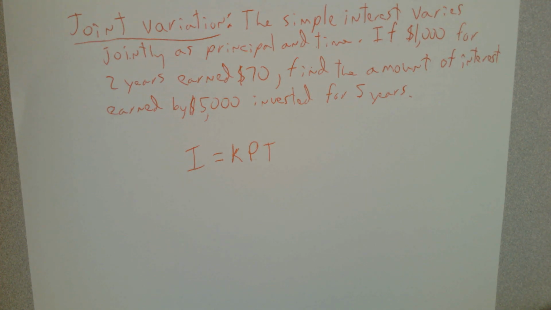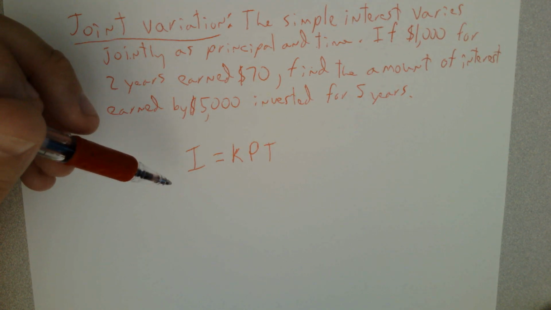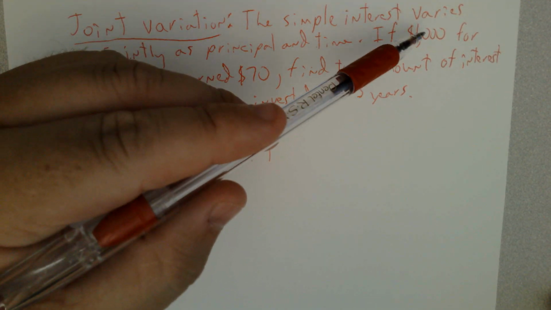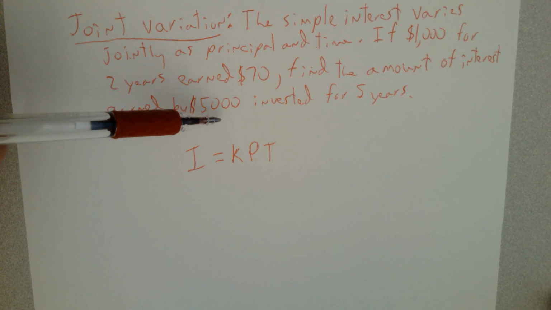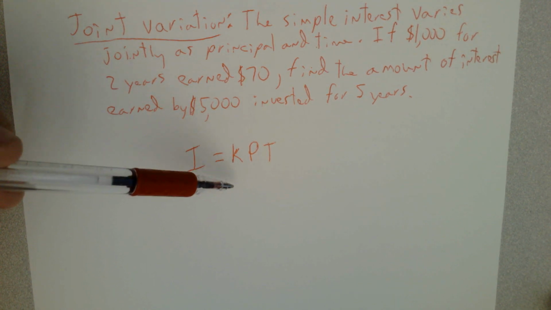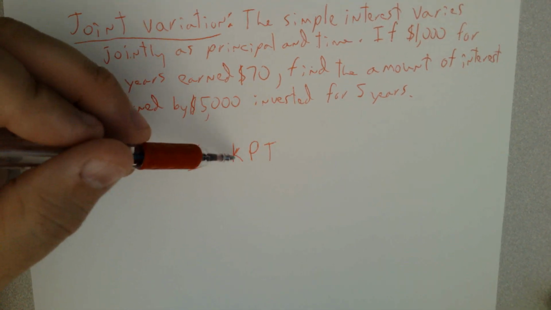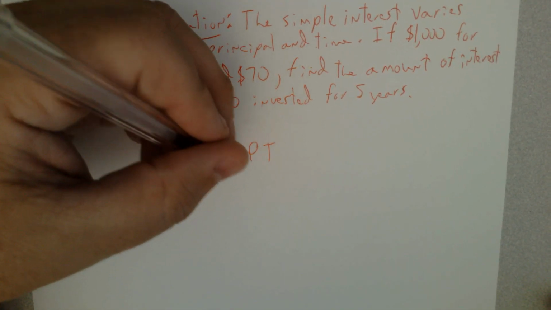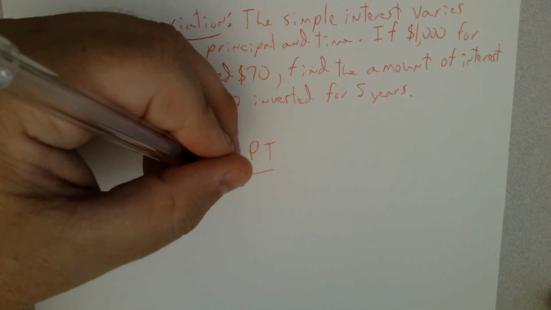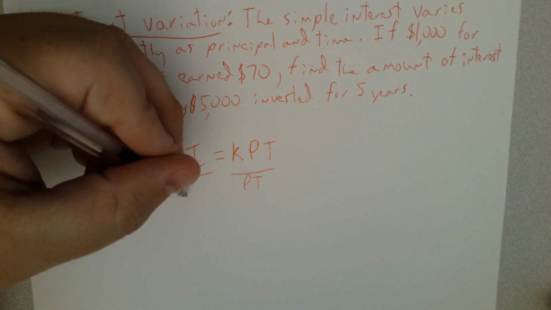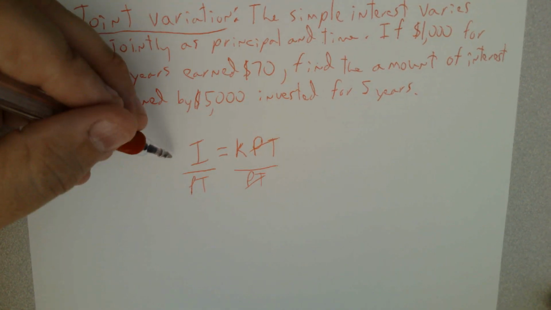So in these problems, since we know K is a constant, there's two ways we can proceed. We could take the three values, plug them in, solve for that K, then rewrite the problem with the K we've solved for in place and plug in the new values. I personally like to solve for K first. I think it makes the problem go a little smoother. So if we solve for that K, basically we're dividing both sides by P and T. And when we do that, we get this equation that K is equal to I over PT.